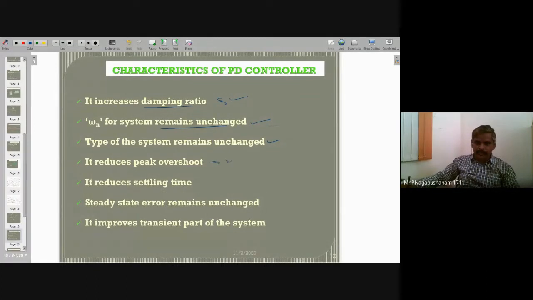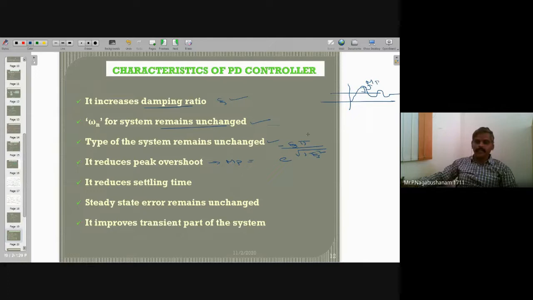Peak overshoot means Mp. Mp equals e power minus zeta pi divided by square root of 1 minus zeta square. Mp is a function of only zeta. If zeta is increasing, Mp is going to decrease. If it is a step input, this gap is called Mp. If the zeta value is increasing, the number of oscillations is going to decrease, and it also comes down below the input. So peak overshoot is going to decrease.